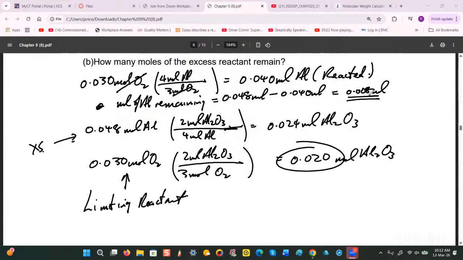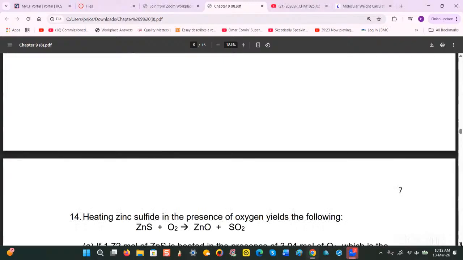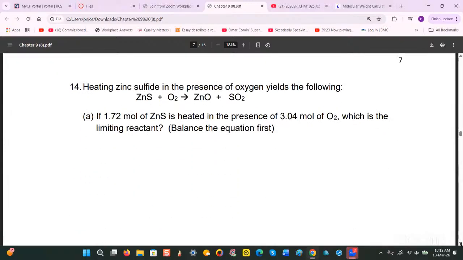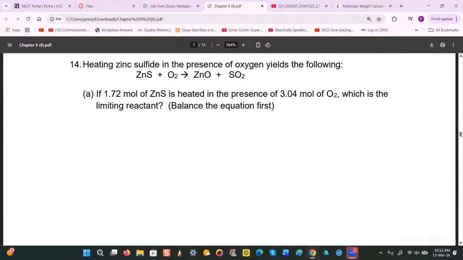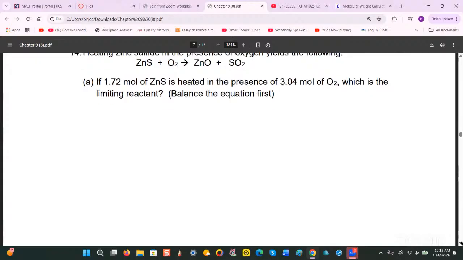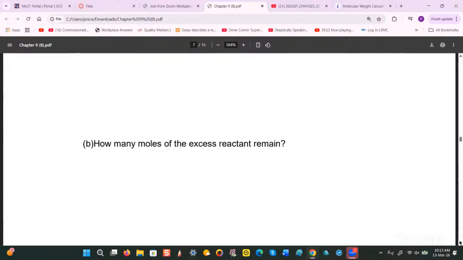Alrighty, let me see here. I'm going to clear this and scroll down to question number 14. Okay, I'm going to leave question number 14 for you to do. Again, make sure that the equation is balanced. As the question says, balance the equation first. It's very similar to the previous 2 that we just did. Basically, it's the same thing. They're asking pretty much the same 2 questions in the A and B part.